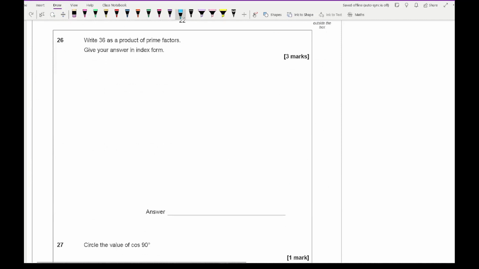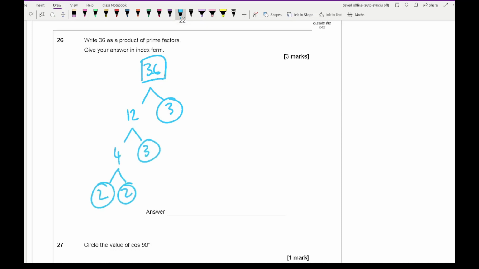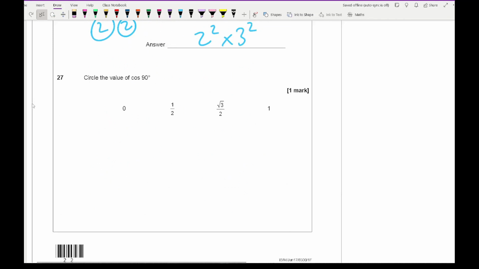Then with question 26, write 36 as a product of prime factors. So start with 36. Think of two numbers that multiply together to give you 36. It doesn't really matter which two numbers you go for, but ultimately you should have the same answer, the same numbers circled. Now write this in index form. We get 2 squared times 3 squared. Next, it says circle the value of cos 90, and the value of cos 90 is 0.